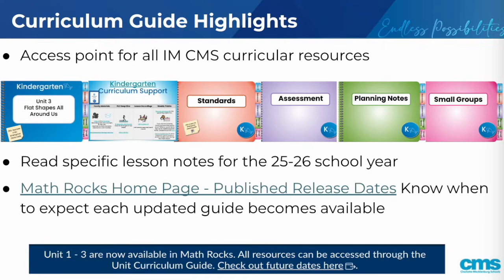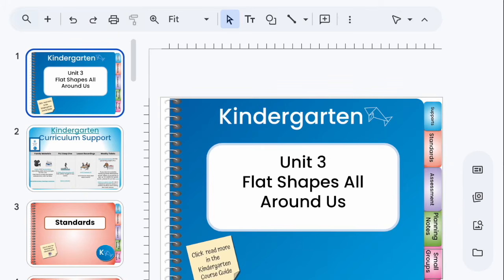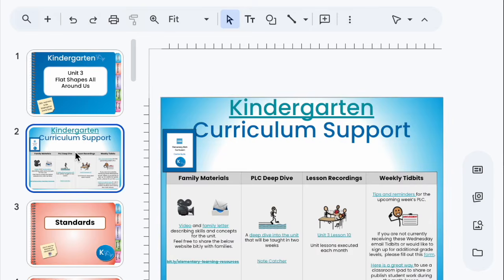Now, let's hop straight into Unit 3, Flat Shapes All Around Us. Today, we are looking through Kindergarten Unit 3. The curriculum guide has been developed to lead you and your PLC through a unit unpacking. Earlier, I mentioned the unit unpacking video. This video and note catcher is found in the curriculum guide on slide 2. Remember to plan some time with your PLC to run through the Unit 3 PLC deep dive and unpacking note catcher.